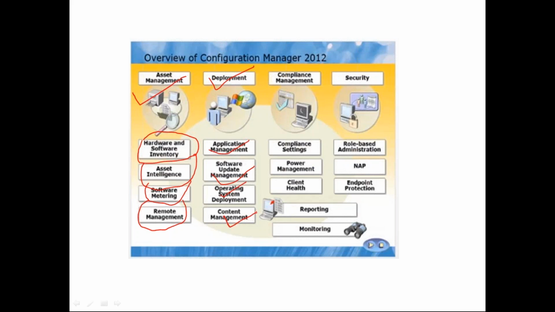Content management. It does content management too, because it is doing space optimization. If two software packages are there and both of them need one particular prerequisite like .NET Framework, it won't copy it twice. It will copy it only once on the distribution point, so that it keeps the content optimized.